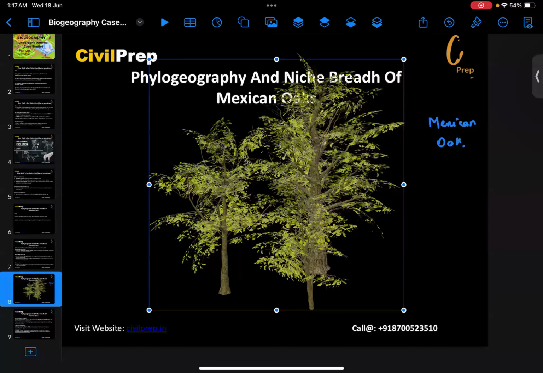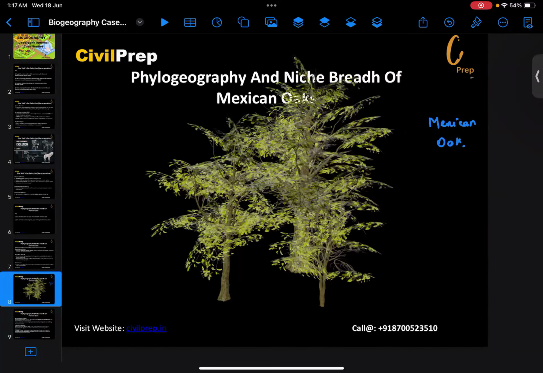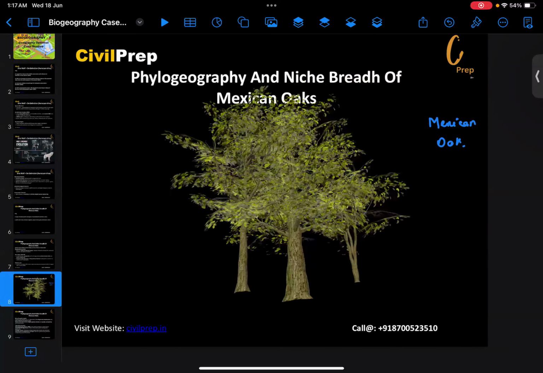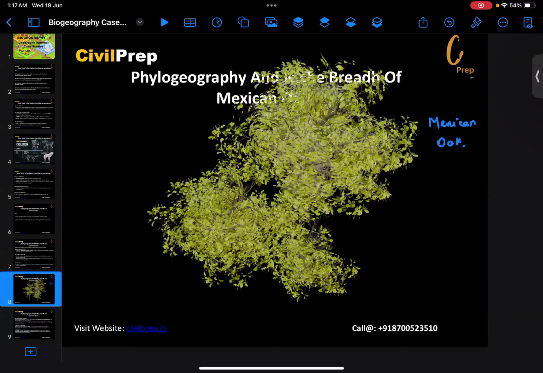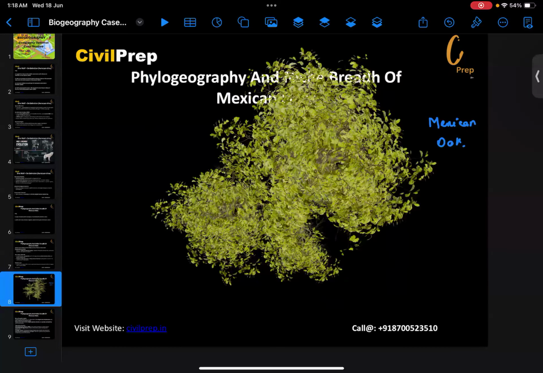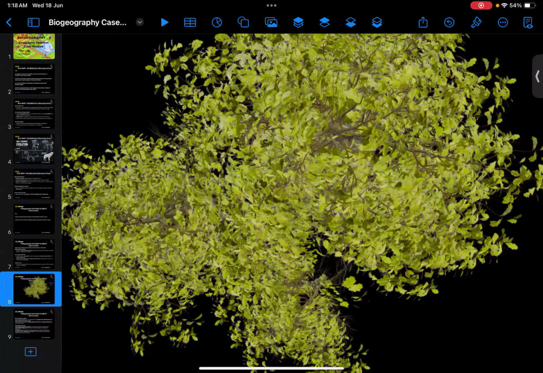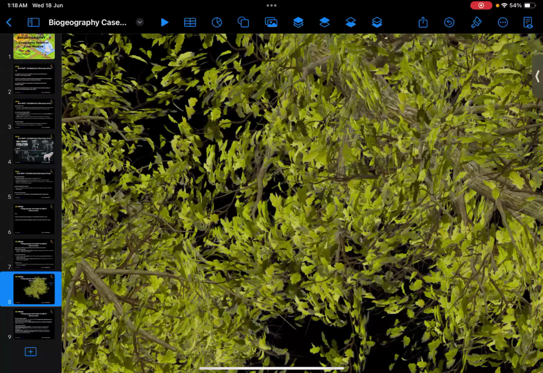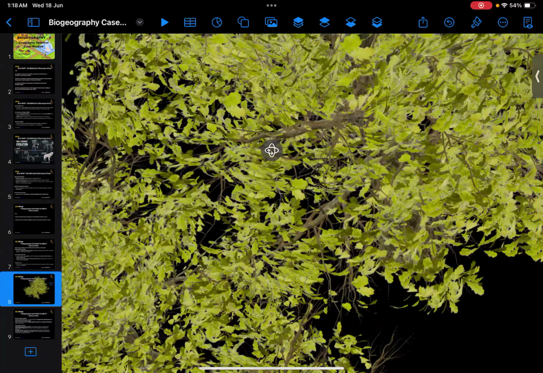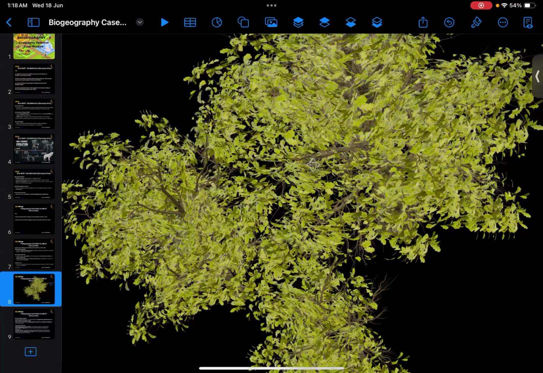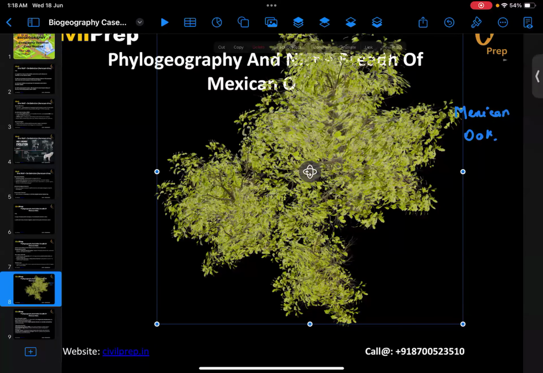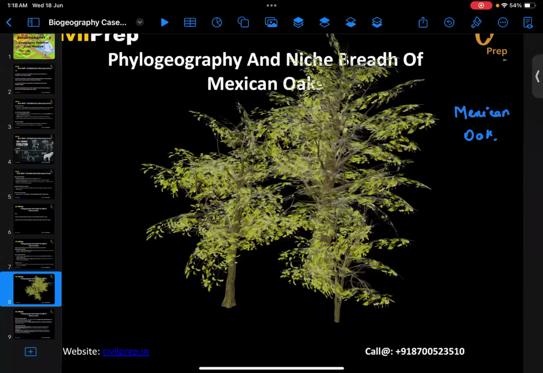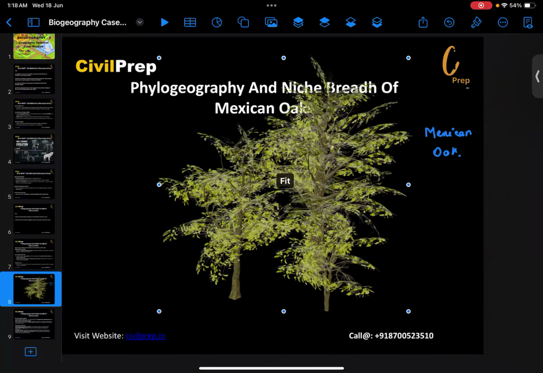Okay, here we can see that this is one of the Mexican oak, and we can just turn it around and we can see how this species has been formed. What is the nature of the species, how the branches, how the leaves of the species are. We can look at these factors also here. So through this 3D model, we are able to see this species in a very realistic way. It helps us to realize the species and how this species particularly looks like. So this is the Mexican oak.